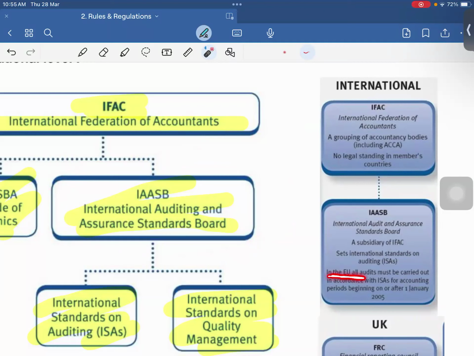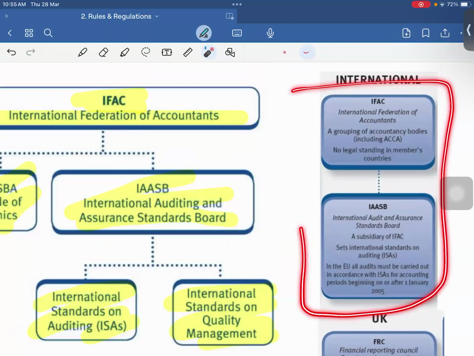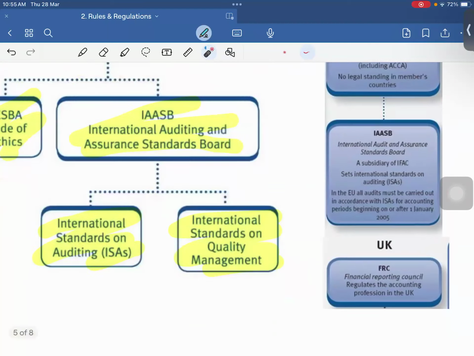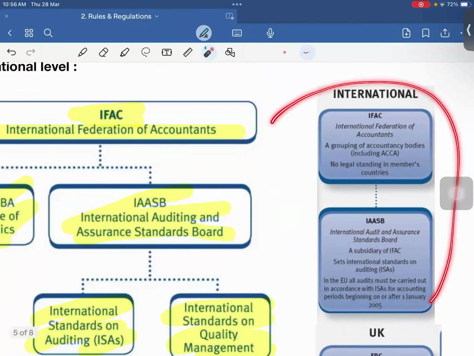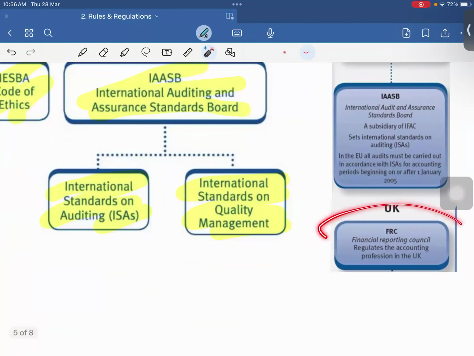Now, this particular thing is at the international level, which means it is globally recognized. When it comes to the UK, this is called FRC, the Financial Reporting Council. The Financial Reporting Council is the regulatory body inside the UK. This is the international level, this is the UK level. Instead of IFAC, we have FRC.